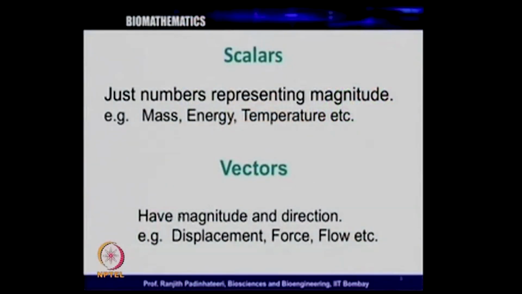Now we have vectors. Have a look at this. Vectors have magnitude and direction. Examples are displacement, that is how far you moved. Let's say I go 2 meter northwards. So there is a direction towards north, towards south, towards west. They are directions which we use in everyday life. So these are vectors.